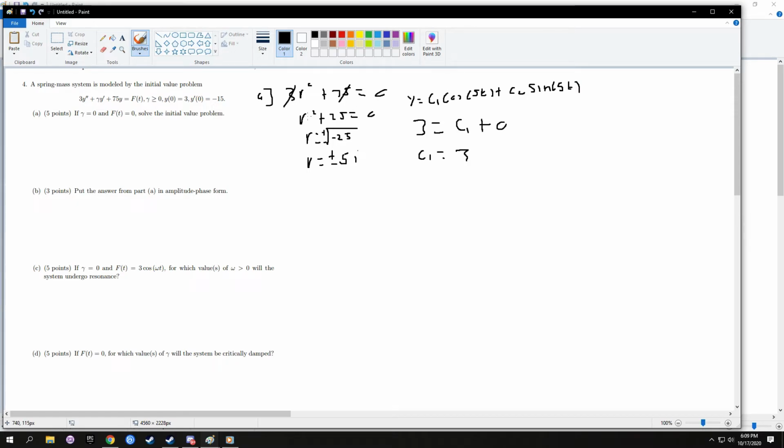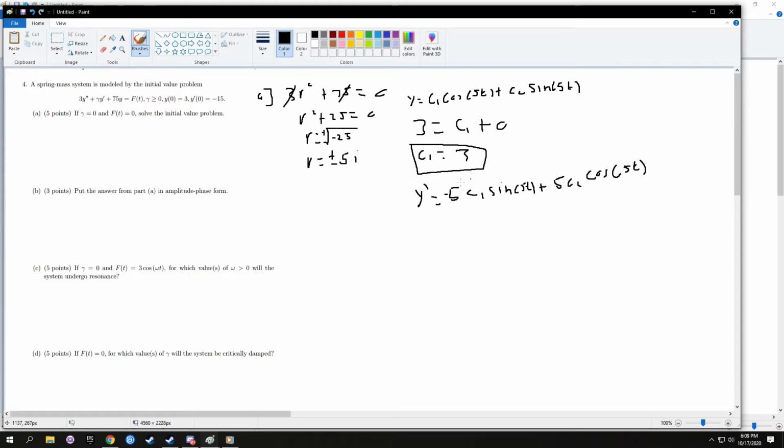It's not a hard question, but you might panic when you see a spring and think this is going to be really hard, but it's really not. Just read the problem, do what you know, and then it's very simple. Now, I just have to do one extra step and take a derivative. So y prime would equal negative 5 c1 sine of 5t plus 5 c2 cosine 5t.